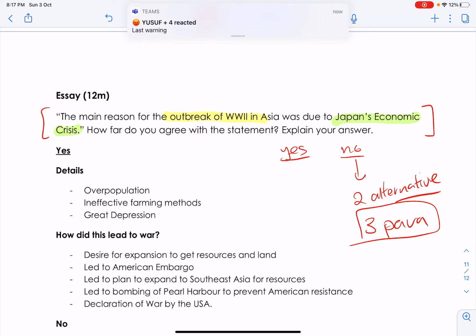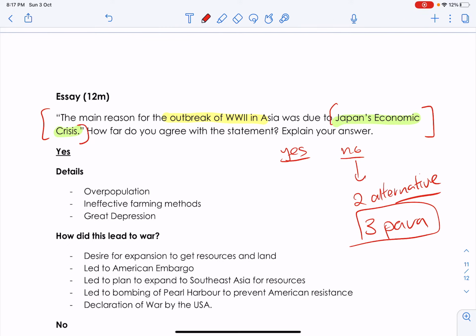Alright, so what are you going to write about first? Write the yes first. So in this case, it is Japan's economic crisis. Bear in mind, when you must do a PEEL.